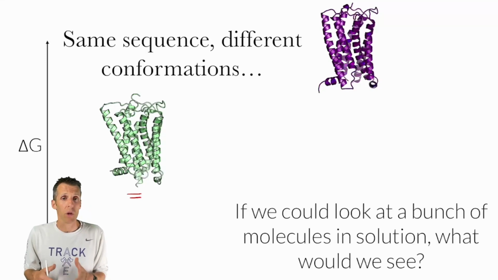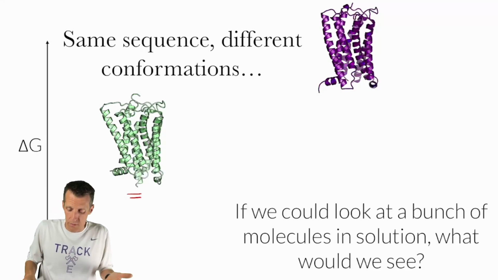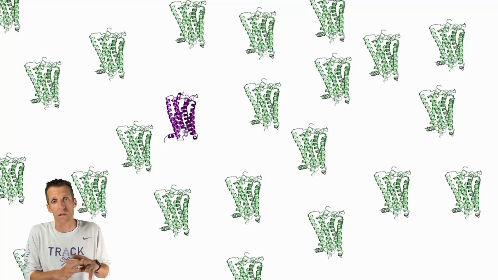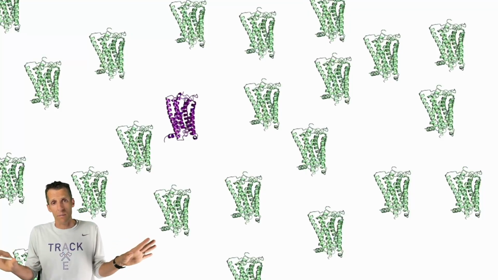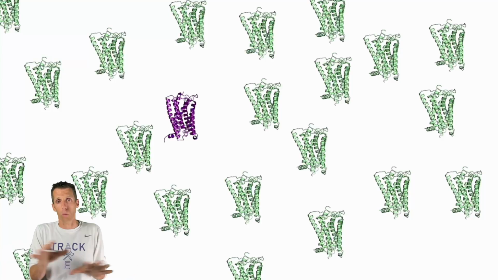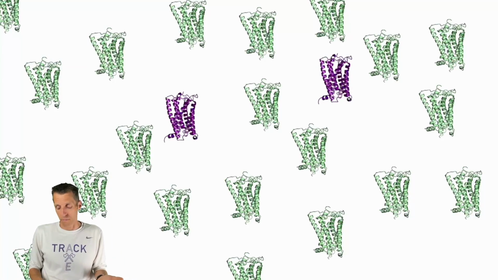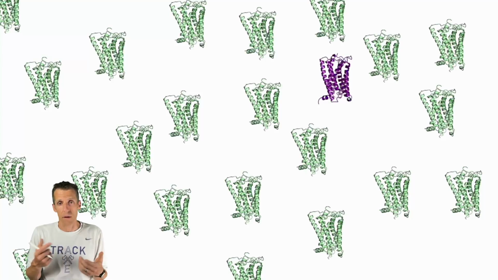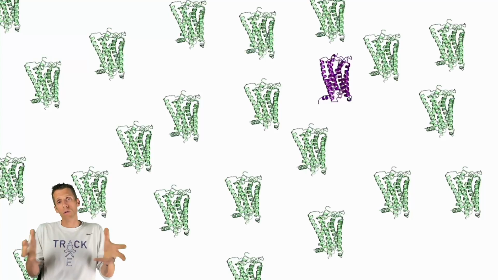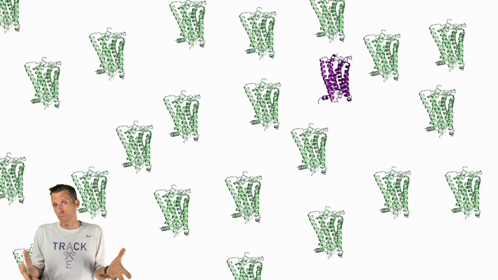If we look at a bunch of molecules in solution, what does this mean? What would you see? Well, it would look something like this. We'd see on the surface of our cell, almost all of our receptors would be in the off state. They'd all be in the green state. Occasionally, one would be in the purple on state. Another one might flicker off, but then they'd flicker on but off, right? So there's a sort of random fluctuation happening. But overall, most of the receptors are in the off form.